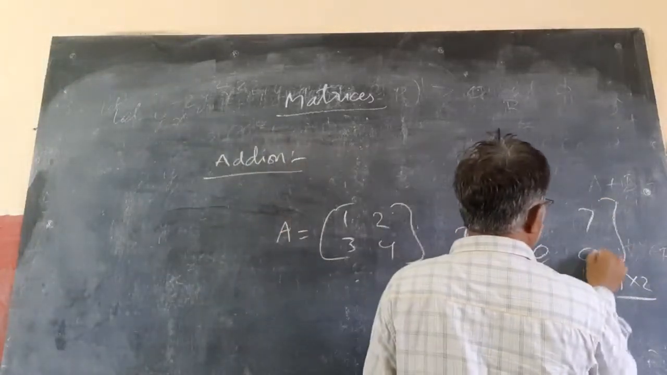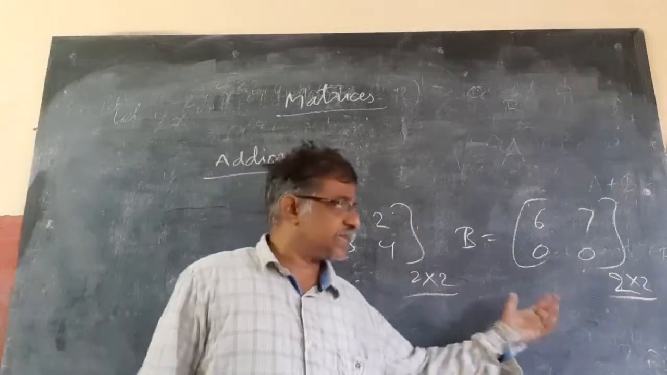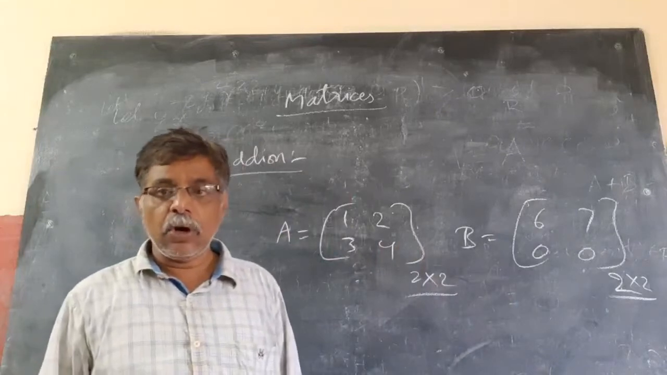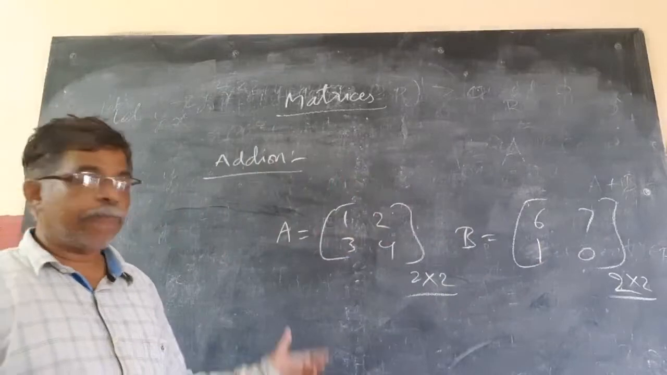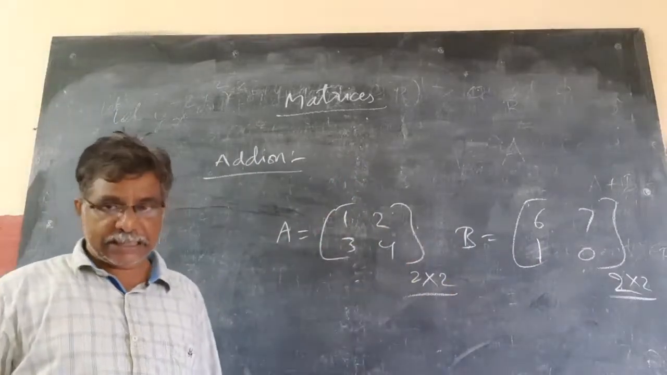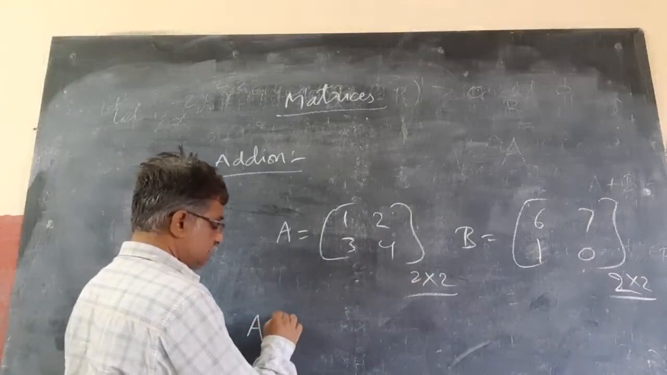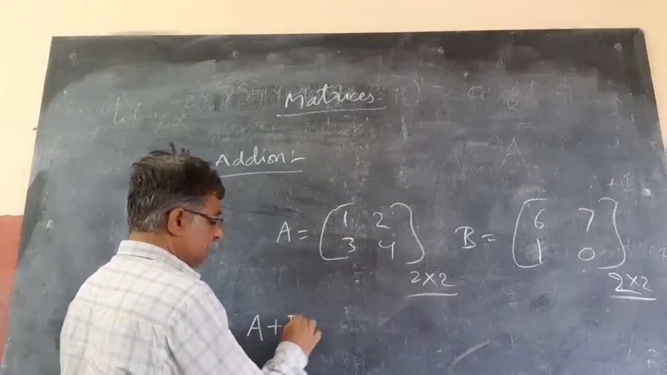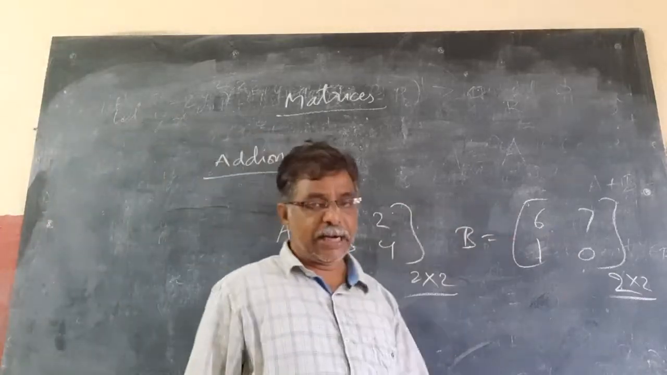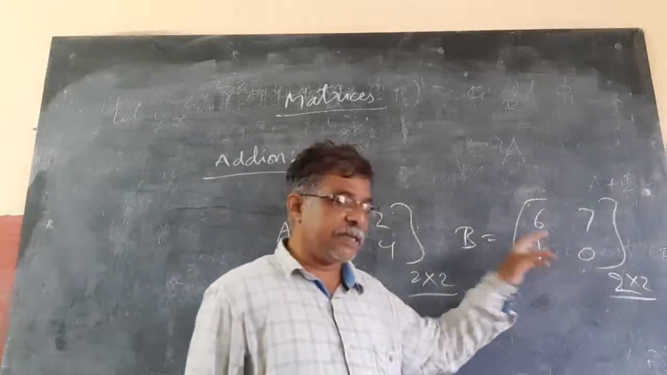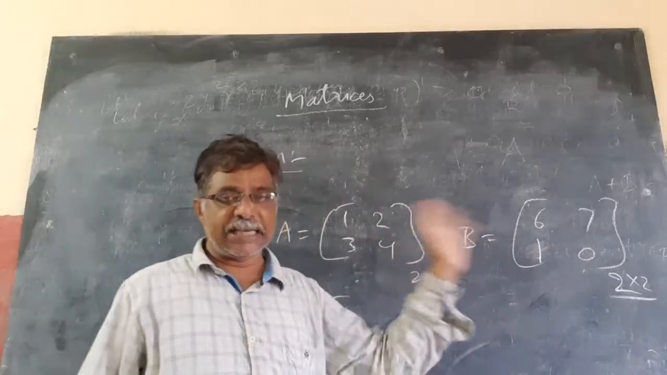If B is again 2 by 2, A is 2 by 2, B is 2 by 2. Both are of the same size. Then you can do addition. Addition of matrices is nothing but the sum of the corresponding elements, or subtraction of the corresponding elements is the difference of the matrices. If I want A plus B, add the corresponding elements. So there should be corresponding elements. That's why both should be of the same size. Simple logic.